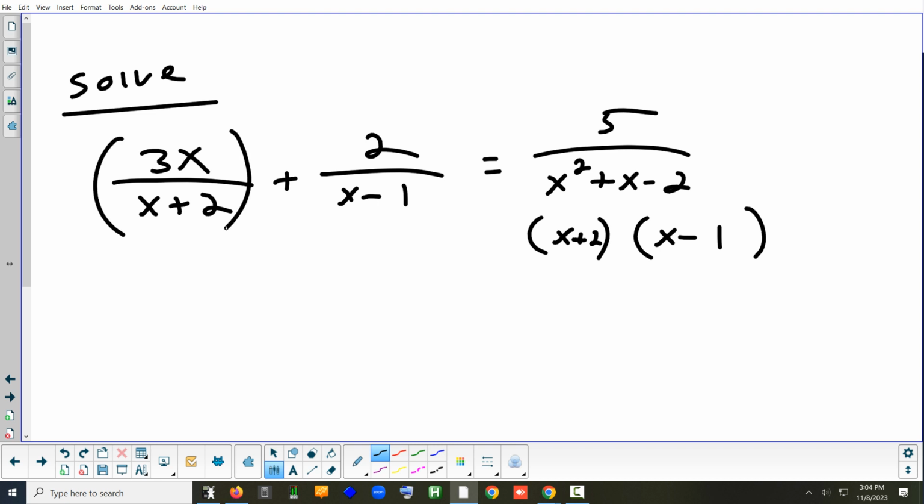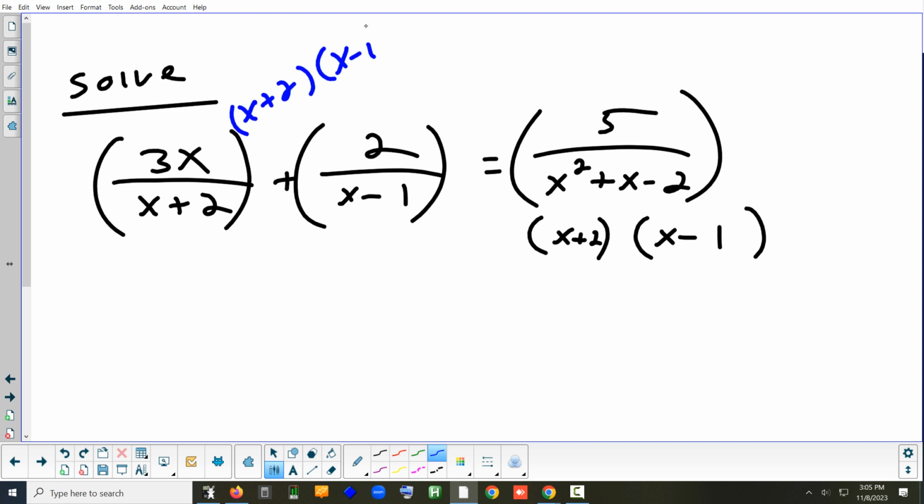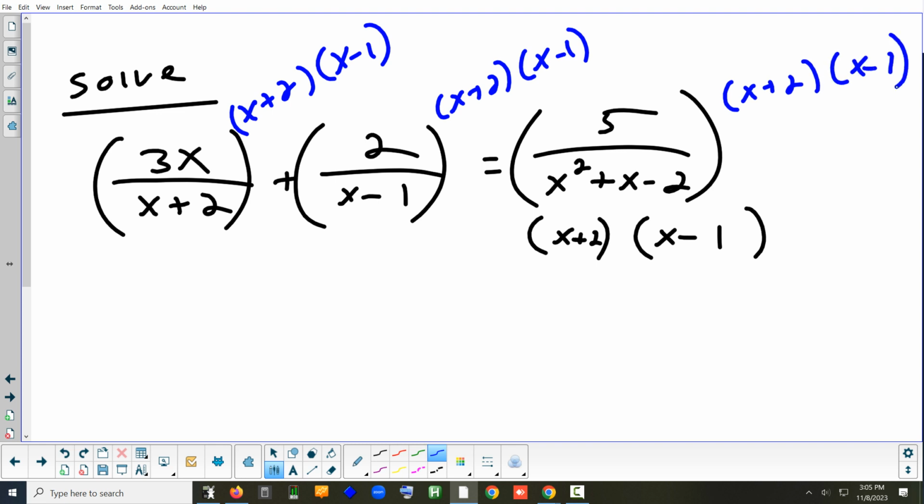Okay, now we just have to figure out what to multiply everything by. What do you multiply by x plus 2 times x minus 1? Yeah. X plus 2, x minus 1. And we're going to do that in all 3 spots. And something's going to cancel everywhere.